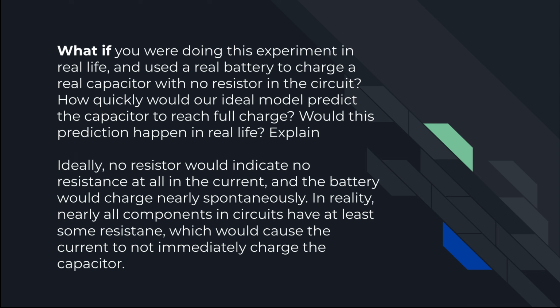What if you were doing this experiment in real life and used a real battery to charge a real capacitor with no resistor in the circuit? How quickly would our ideal model predict the capacitor to reach full charge? Will this prediction happen in real life? Ideally, no resistor would indicate no resistance at all in the circuit, and the capacitor would then be allowed to charge nearly spontaneously, if not instantly. In reality, however, nearly all components and circuits have at least some resistance, which would then cause the current to not immediately charge the capacitor.